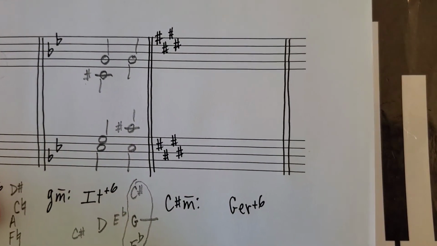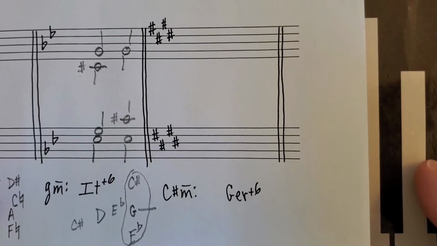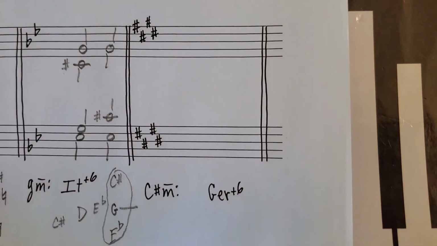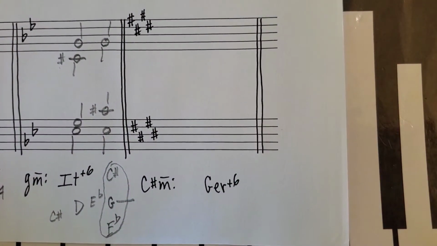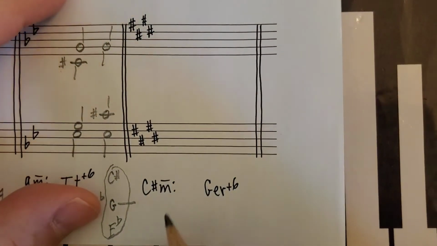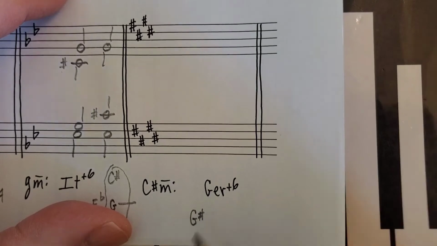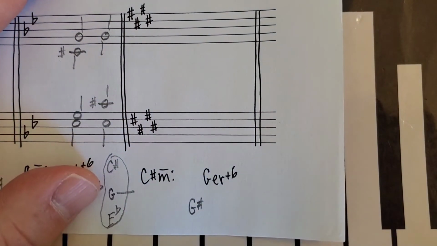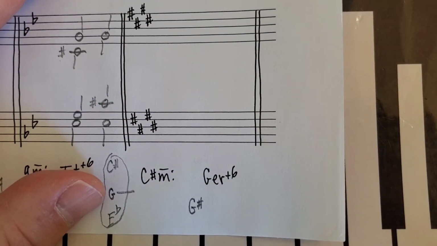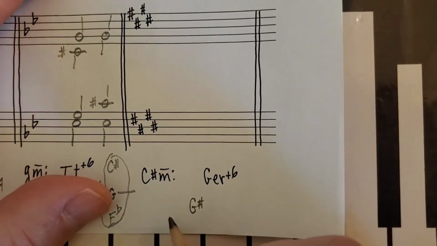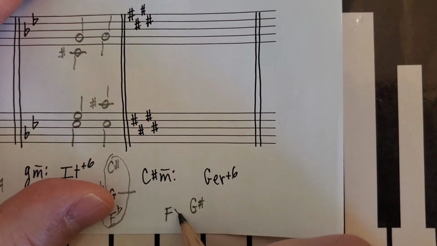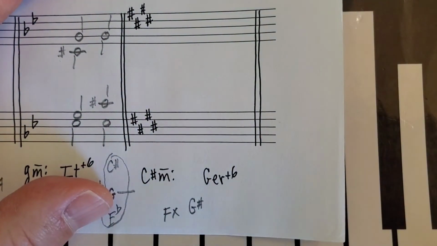Okay, the last one I'm going to look at for spelling is in C sharp minor, and it's a German chord. So think scale degree 5. Scale degree 5 in C sharp is G sharp. This one's a little more tricky. What's a half step below G sharp? Well, you might be thinking it's G, but remember it has to be a different letter name. So it's F double sharp.